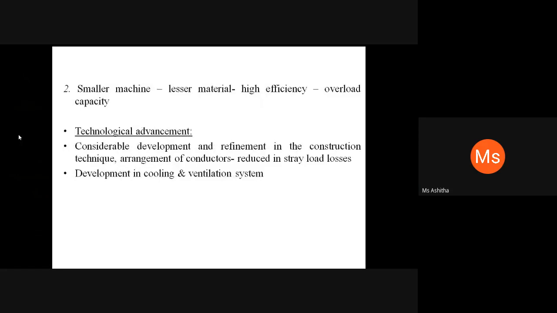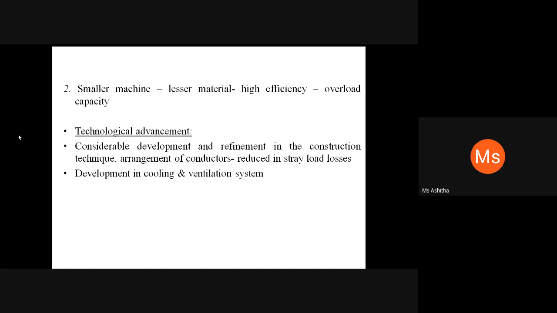The second one is smaller machines. An important manufacturing trend is to build machines smaller in size. Therefore, it involves the use of lesser materials, and at the same time it gives higher efficiency and overload capacity. The increase in the power rating, usually with a smaller size coupled with good overall performance, has been possible only due to technical advancements.